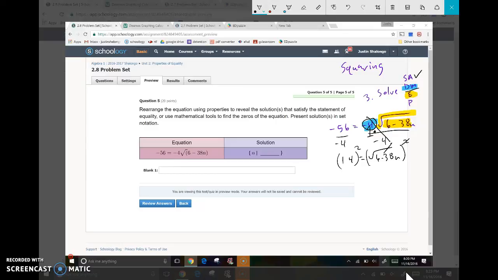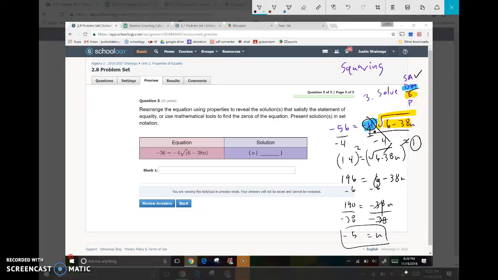So the square undoes the radical, this all goes to the first power, and we can use the multiplicative identity just to rewrite this as 6 minus 38n. 14 squared, I just used the calculator to figure that out, is 196. And now we can just solve by getting rid of the last two numbers on the variable side. So we're going to subtract 6 here, subtract 6 here, we get 190 equals 0, obviously, minus 38n, -38n, and then divide by the -38 to get rid of this -38 that's being multiplied, and we're left with n equals, and I use the calculator again, -5.